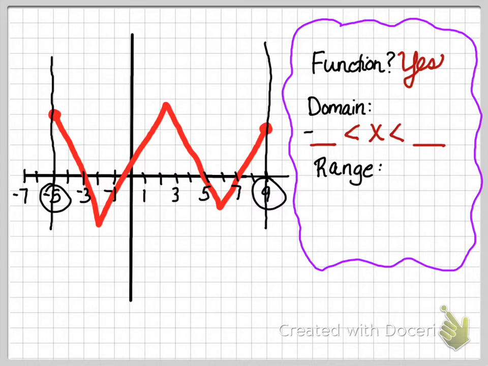So -5 is less than 9. Okay, that's pretty good, but do I actually physically equal -5 and 9? Do I go through those points? I sure do. So I need to make sure that over here I put my equals to underneath my inequalities.